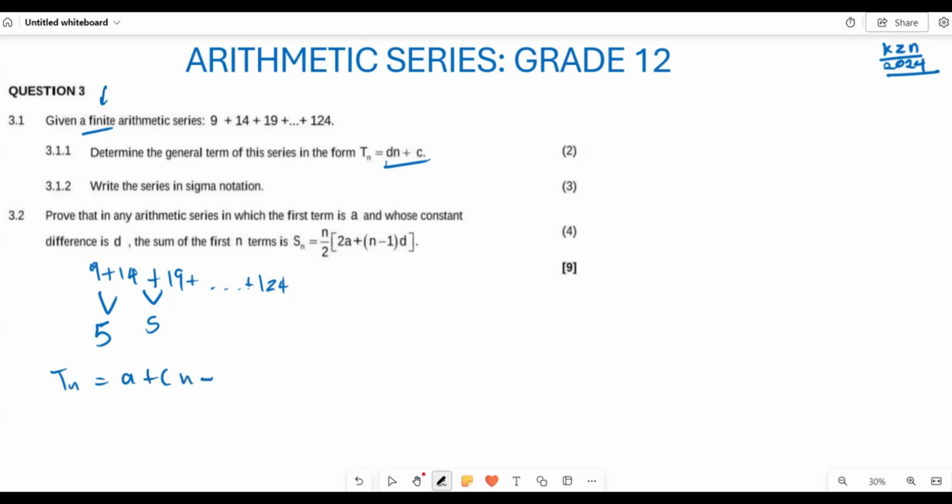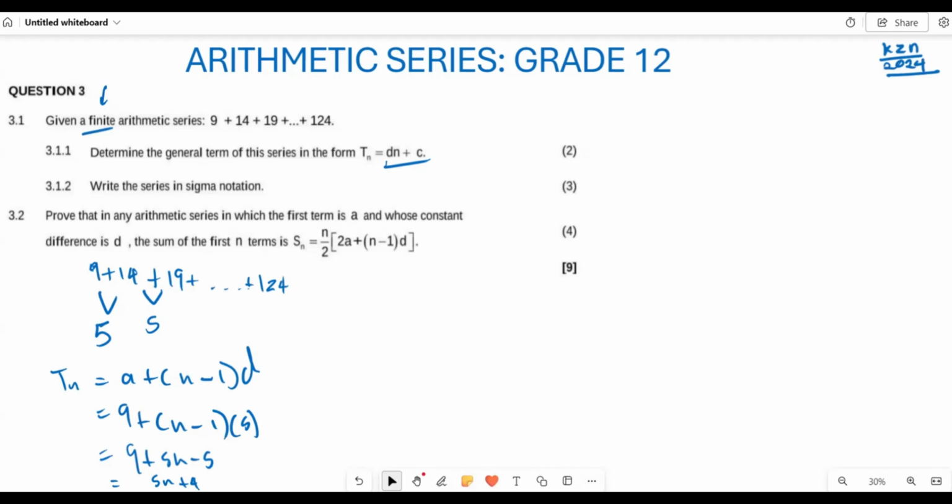Thereafter, which means here you are going to have Tn is equal to a plus (n subtract 1) d. Now, what is your first term here? This is 9 plus (n subtract 1). What is the difference here? This is 5. What are you going to have here? This is going to be 9 plus 5n subtract 5, which means your Tn here is going to be the same as 5n plus 4, right? 5n plus 4, which is going to be your Tn of this particular formula.